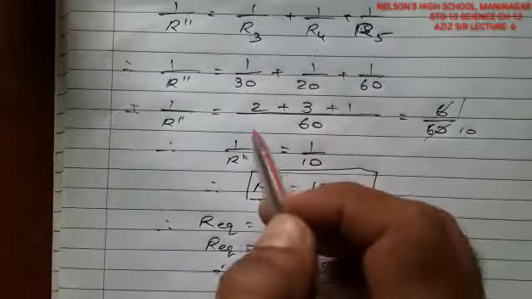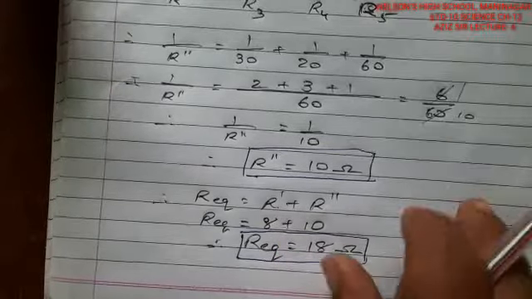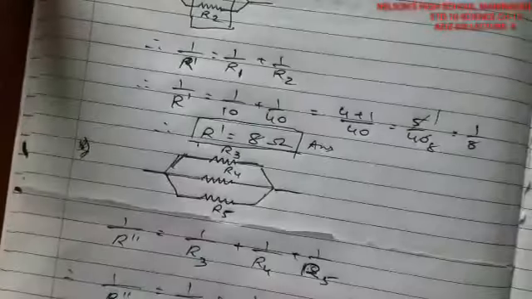Fine. So the equivalent resistance of the total circuit will be R dash plus R double dash, that are in series. That will be 8 plus 10 equals 18 ohms. So this is the first answer.